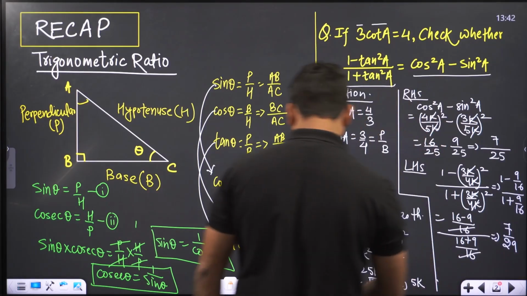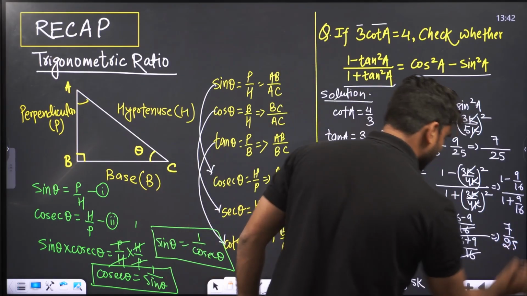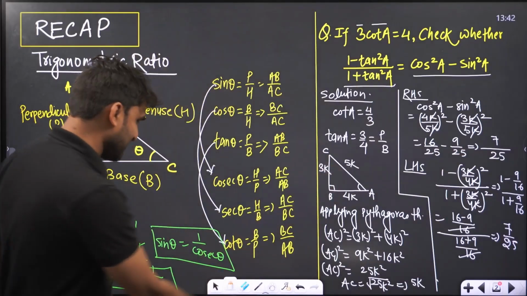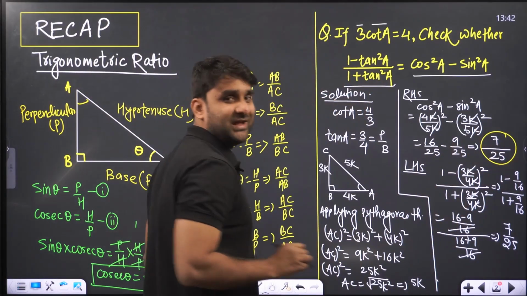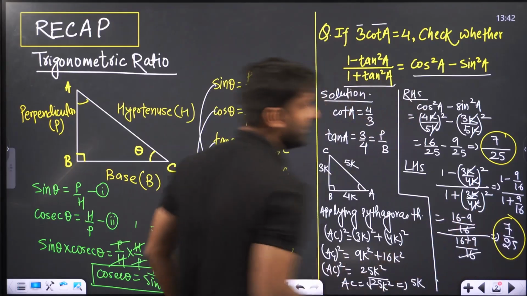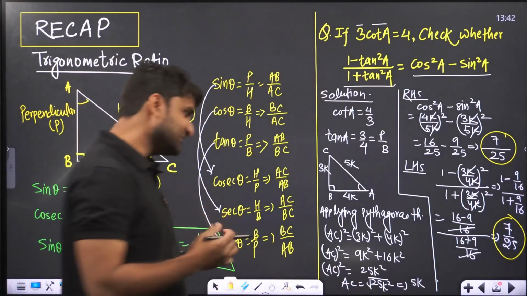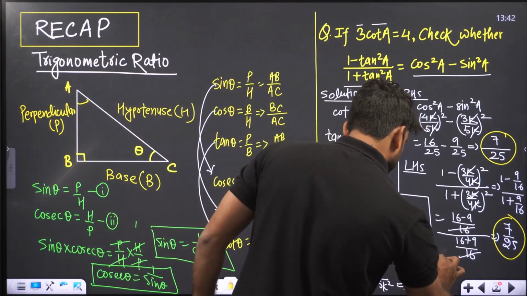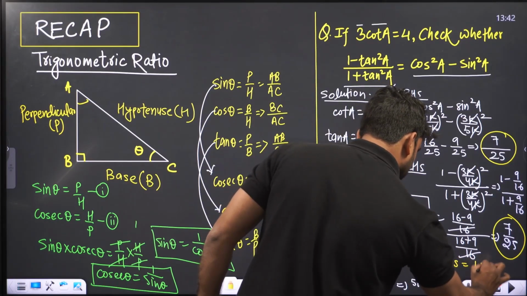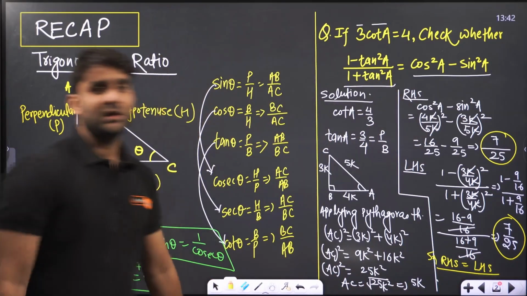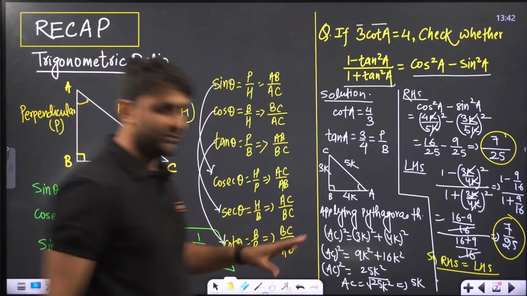Oh, 25. Wow. What was RHS? RHS was 7 by 25. And what is LHS? LHS is 7 by 25. Hence proved. So RHS is equal to LHS. Hence proved. I hope this question is clear to you, everyone.